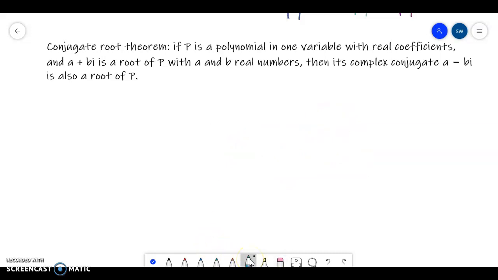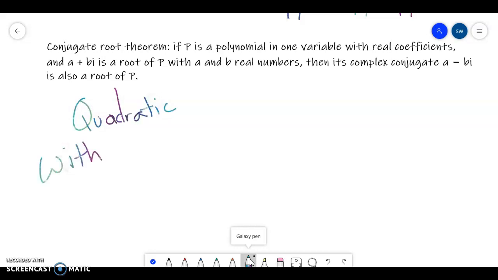Okay, so let's make up a problem. Let's find a quadratic... behave. Okay, you don't want to behave. Okay, moving on.